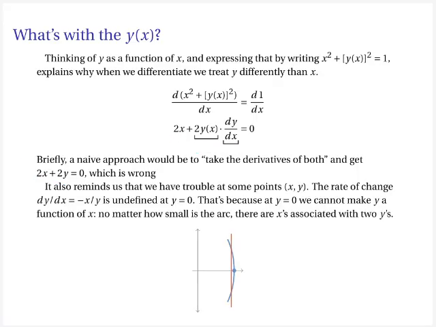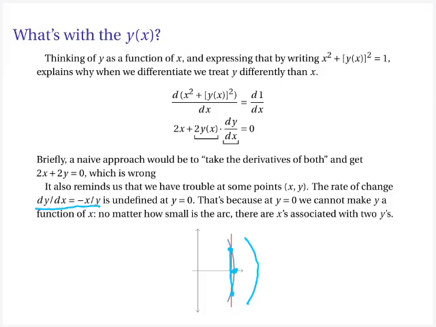It also reminds me why we have trouble at some points x comma y. The formula dy dx equals minus x over y from the prior slide is undefined at y equals 0. You can say that's because this is a vertical tangent line, and a vertical tangent line has an undefined slope. Fair enough, nothing wrong with that statement, but I can also understand it in a different way. When I focus on the small arc, no matter how small I make an arc around the point where y equals 0, nearby x's will be associated with two y's.